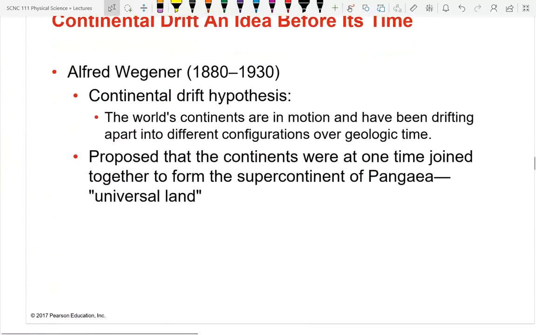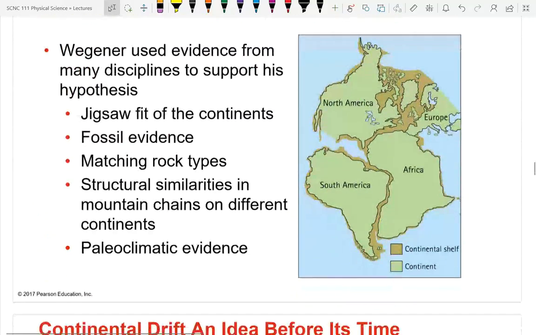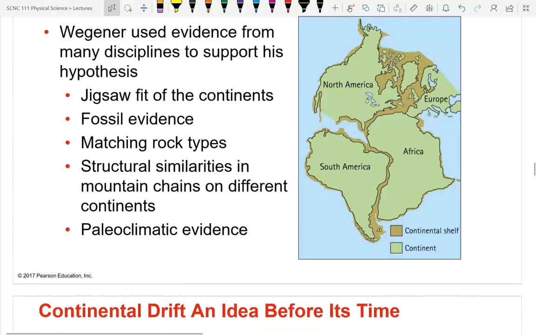Okay, continental drift. We've talked about continental drift a little. Let's just look at a picture here. Here's a picture of taking the continents and just trying to fit them all together. And they fit reasonably well. You see there's a really nice fit here between South America and Africa. Not quite as good, but pretty good here between North America, Europe, and Africa.